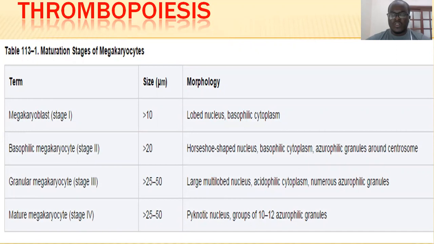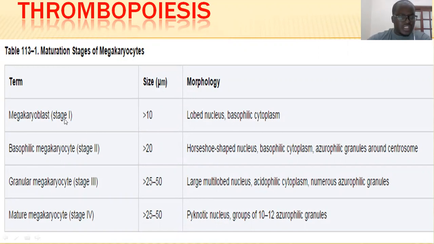So this is a change in terms of size as the cells are developing or differentiating. Starting with the megakaryoblast, which is a committed cell, committed to become platelets or to start shedding off platelets. You can see here in stage 1, the hematopoietic stem cell commits itself by differentiating into the megakaryoblast, which generally comes from the common myeloid progenitor cell. In terms of size, it's greater than 10 micrometers. In terms of morphology, you have a lobed nucleus and basophilic cytoplasm.